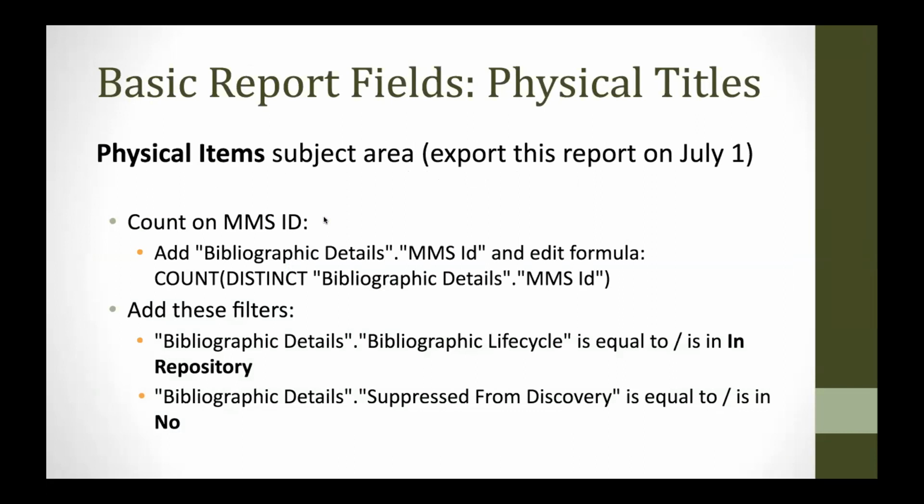So let's start looking at how to build the report. This is kind of the foundation of it. These are the fields that tend to be used over and over again. For the physical titles report, we use the physical items subject area. You could also use titles if you wanted, keeping in mind those caveats from earlier. And in physical items, we count on MMSID, and Marie will show you later how to do that if you haven't done it before. Also, we will add these filters, bibliographic details in repository, and bibliographic lifecycle in repository, and we also ask that records are not suppressed.